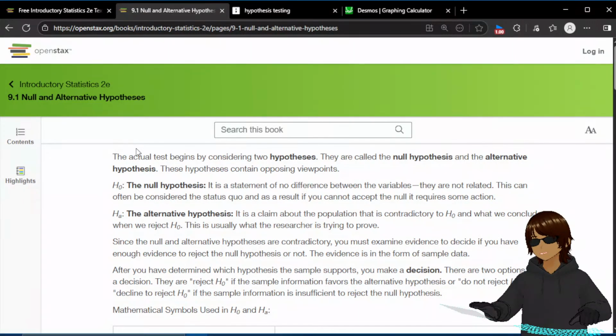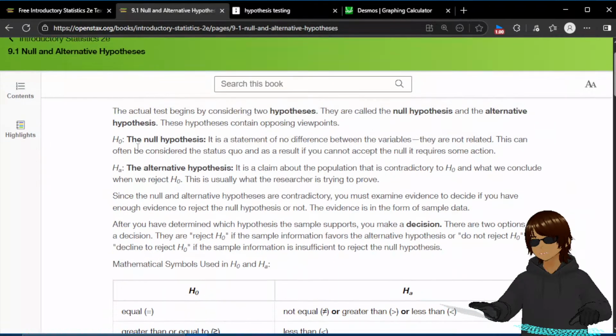The actual test begins by considering two hypotheses. They are called the null hypothesis and the alternative hypothesis. The null hypothesis is a statement of no difference between the variables. They are not related. This can often be considered the status quo, and as a result, if you cannot accept the null, it requires some action. So null is what they're claiming. Alternative hypothesis: a claim about a population that is contradictory to the null hypothesis, and what we conclude when we reject the null hypothesis. This is what the researcher is trying to prove.